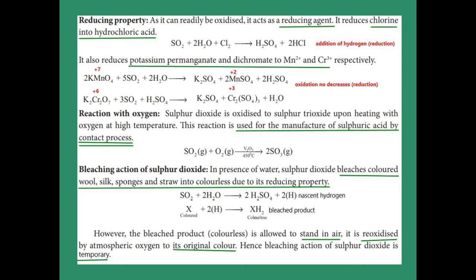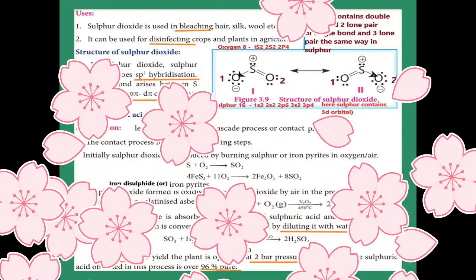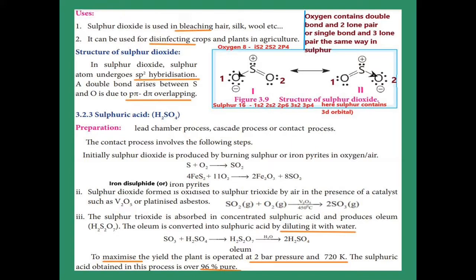Then once again the bleached product is allowed to stand in air. It regains atmospheric oxygen, so it gains its original color. So the bleaching action of sulfur dioxide is only a temporary action, it is not a permanent one. Next, sulfur dioxide is used in bleaching and as a disinfectant.